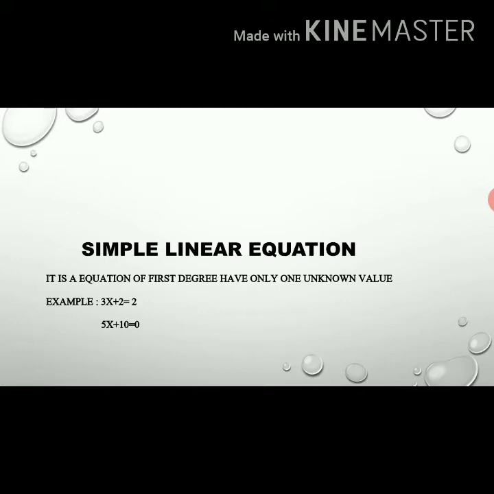Next example, 5x plus 10 is equal to 0. Here what is the unknown value? x is the unknown value. With the help of this information, we calculate the x value. Here there is only one unknown value, so we have to use some calculation. With the help of the known values, we solve the problem and convert the unknown value into a known value.